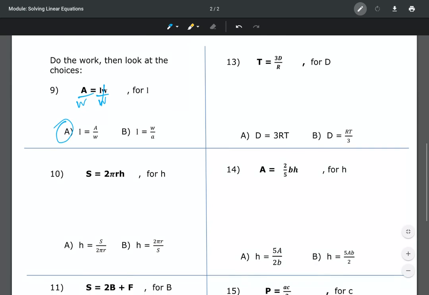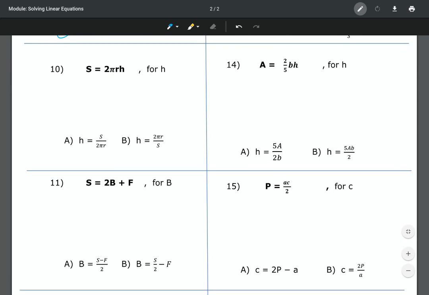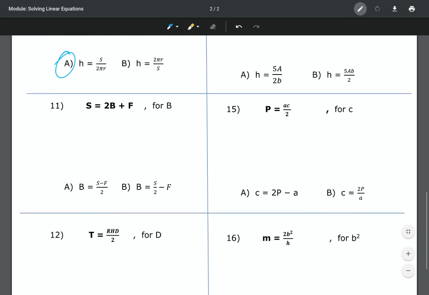All right, number 13. Or wait, we're going down to 10. Go down to 10. So here we're going to solve for H. Now then, all of this is multiplication. 2 times pi times r times h. So what we can do, since we know the inverse of multiplication is division, we can actually divide by 2 pi and r to leave h by itself. But whatever you do to one side, you do to the other. So this cancels, cancels, cancels. So we're left with h equals s over 2 pi r, which is answer choice A.